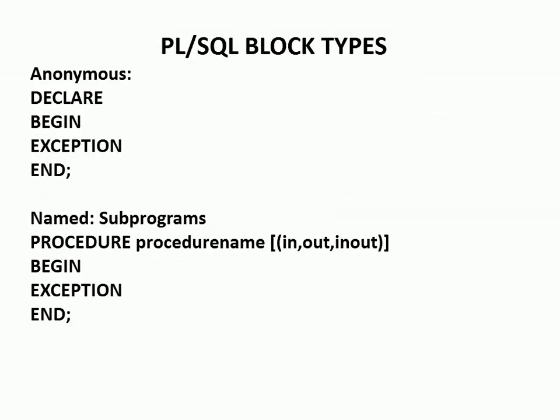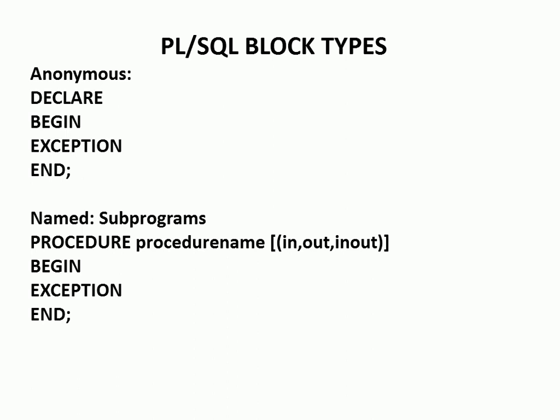We can divide blocks into two types: an anonymous block and a named block. An anonymous block doesn't have any name, so it's not saved in the database. Once it executes, it can't be called again. These anonymous blocks can be executed or submitted by using interactive tools like SQL Developer or SQL command line.